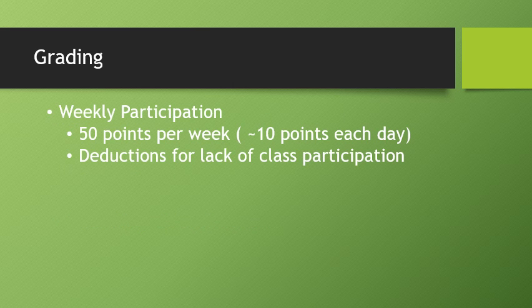There are a couple points that I want to cover that are pertinent about my grading. The first one is I give a weekly participation score, and that weekly participation score is 50 points per week, which usually works out to about 10 points per day. The students start each week with 50 points, and then based on their actions and behavior, they'll either keep all of those points or there could be deductions.